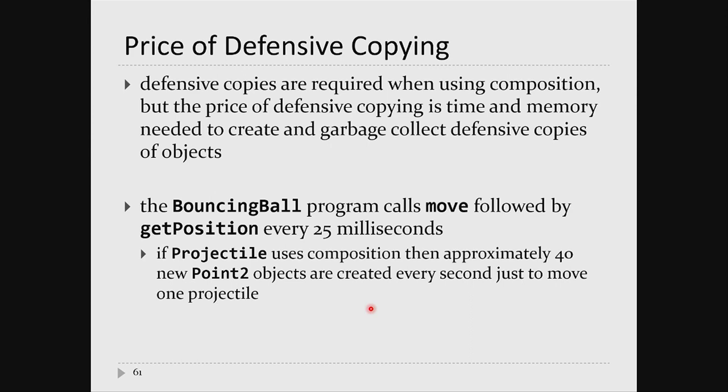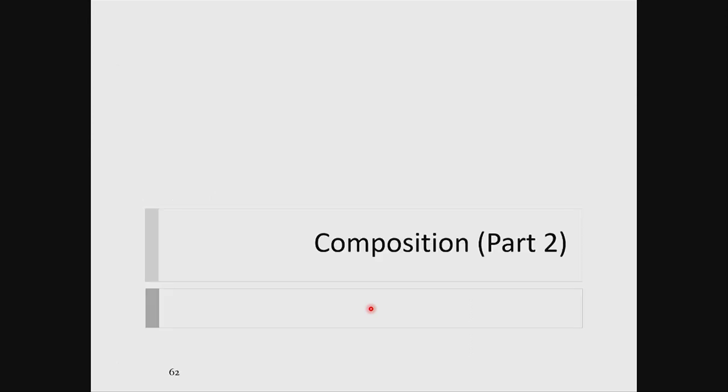You can easily imagine something like a video game where you're literally moving millions of things a second, right? That's what a modern video game does. It literally moves millions of points per second. You're going to be creating, in this case, 40 some odd million objects needlessly every second. So that's the price you pay if you use composition. In other words, you probably don't want to use composition unless you really have to. Now the question is when do you really have to?